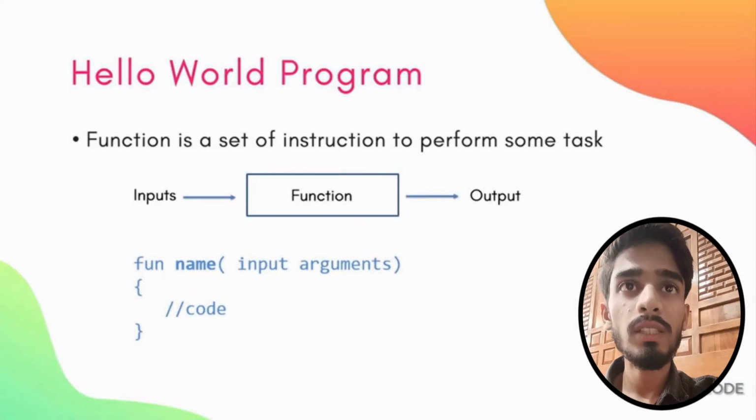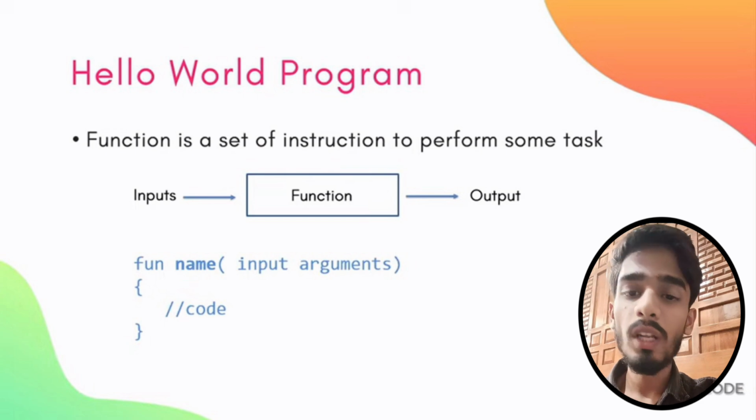Now in this lecture we are going to discuss what are functions, how to write a basic hello world program, what are variables, what are constants, what are the different data types in Kotlin. So now we will start with what is a function and how we define a function in Kotlin. A function is a set of instructions to perform some task. In a function we give some inputs. Inputs are given as arguments and we get an output.